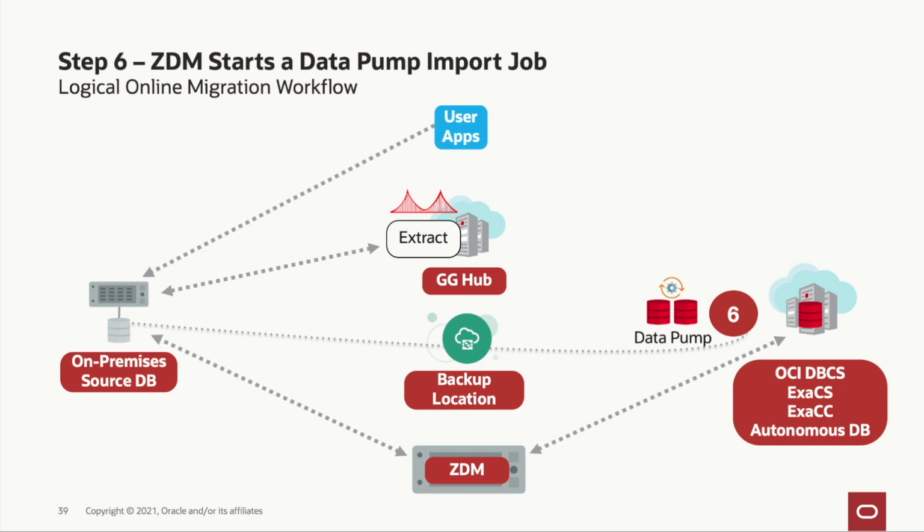But let's say the target is actually Database Cloud Service or Exadata Cloud Service or Cloud at Customer. Then in this case, what ZDM does is that it copies those dump files from the backup location to a local file system on the target and then starts the Data Pump import job and instantiates the target database. Now, with this target database instantiated in the cloud, the next step is to synchronize it and put it fully in sync with the on-premises database that is our source. So that's what comes next, and I'll explain how it works in the next slide.